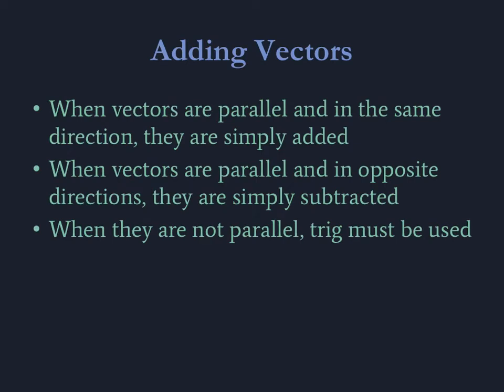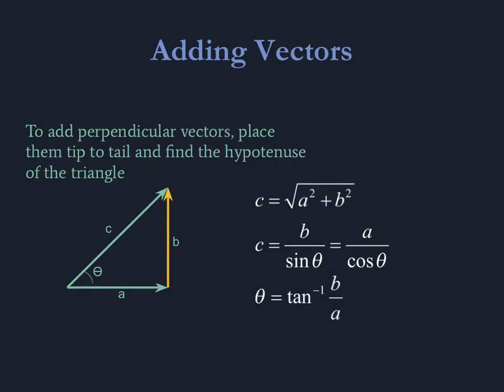Really quickly, when they're parallel, when they're in the same direction, we can add them together. When they're parallel but in opposite directions, they're subtracted. And then if they're not parallel, so let's say we have something like this and something like that, and those are our two vectors, then we have to use our trig. And so here's where our sine, cosine, tangent come in. Again, as I mentioned, you should be comfortable using sine, cosine, and tangent.